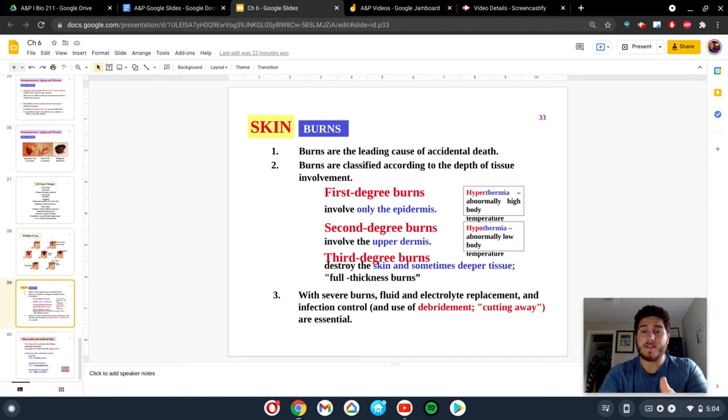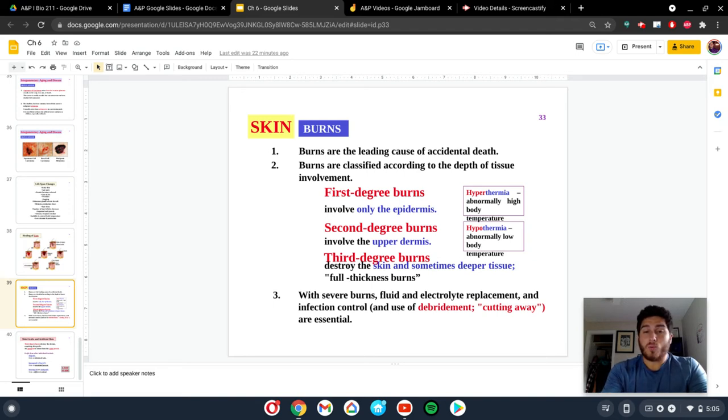Burns are classified depending on the depth of the tissue being involved. So that is important. So there are 3 degrees of burns. First degree burn is only the epidermis. This is stuff we're usually familiar with. You go to the beach, get a sunburn, first degree burn. It does not go past that first layer, the epidermis.